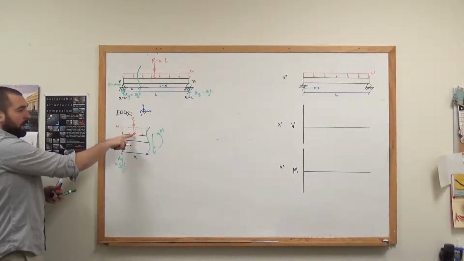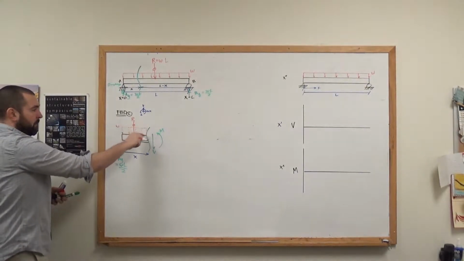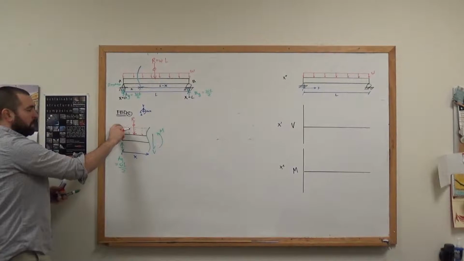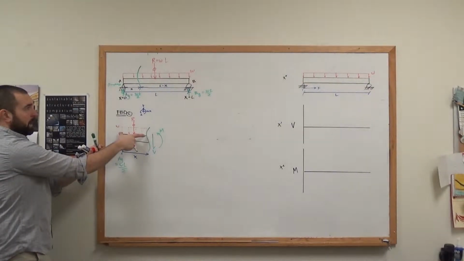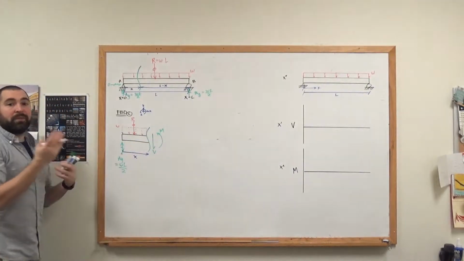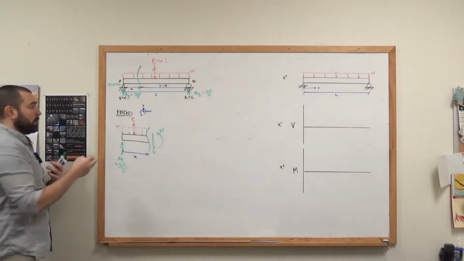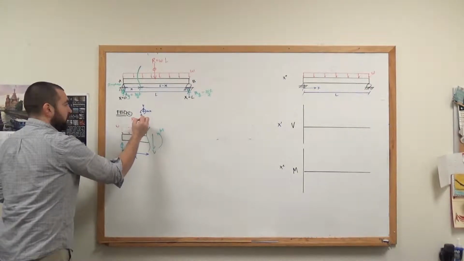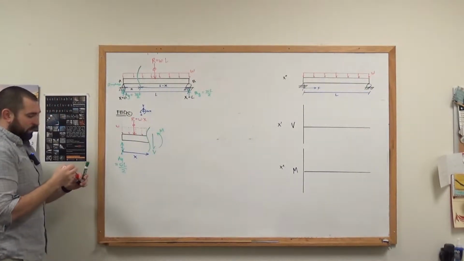And the way that we calculate the resultant is the area of the distributed load. Well, the height is W. The length of it is not L anymore. The length of it is just X, because all the rest of that load over there, it's gone. I don't get to take it into consideration. So the resultant equals the area, which is W times X.